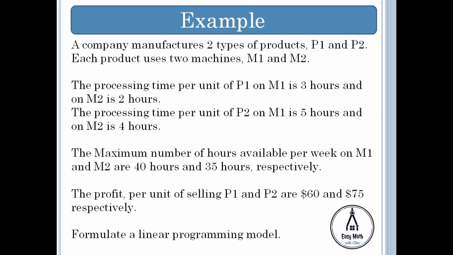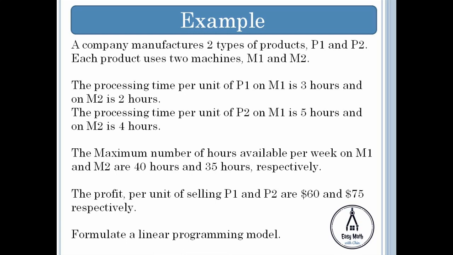A company manufactures two types of products, P1 and P2. Each product uses two machines, M1 and M2. The processing time per unit of P1 on M1 is 3 hours and on M2 is 2 hours. The processing time per unit of P2 on M1 is 5 hours and on M2 is 4 hours. The maximum number of hours available per week on M1 and M2 are 40 hours and 35 hours respectively. The profit per unit of selling P1 and P2 are $60 and $75 respectively. Formulate a linear programming model.